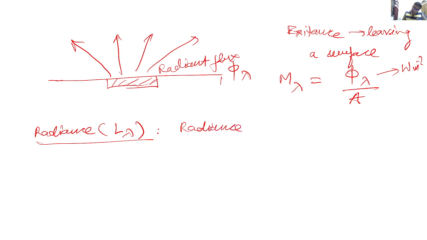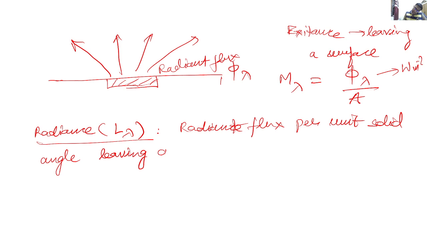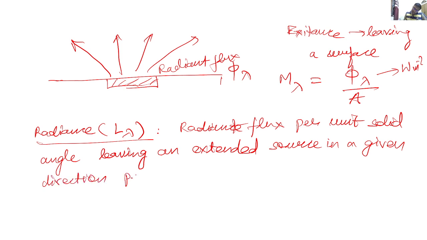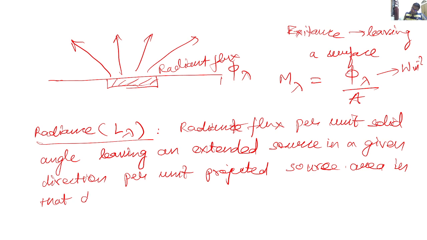So the radiance is defined as radiant flux per unit solid angle leaving an extended source in a given direction per unit projected source area in that direction. So these statements all boil down to a particular equation.